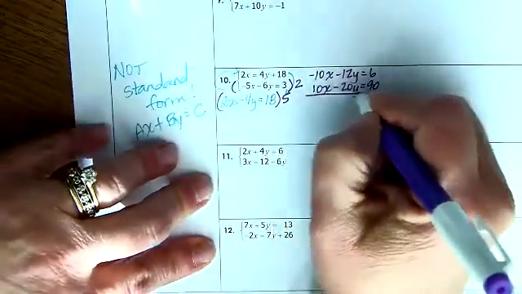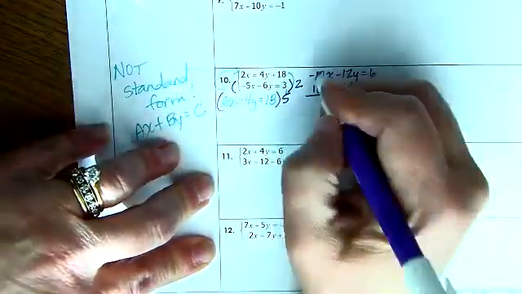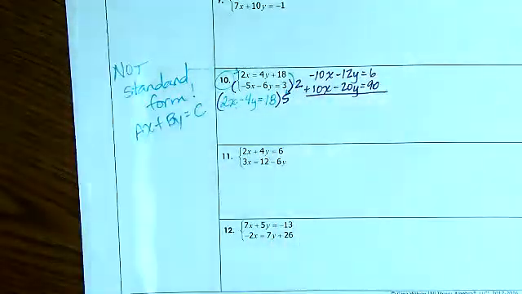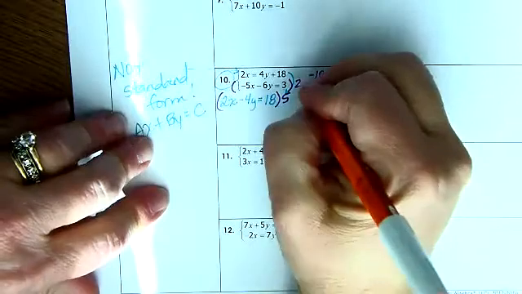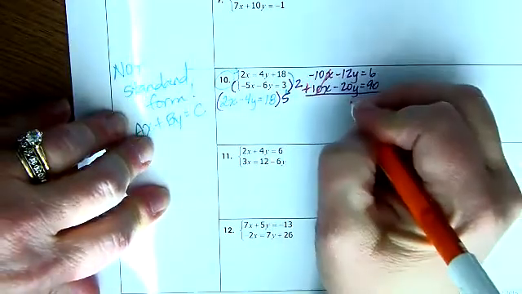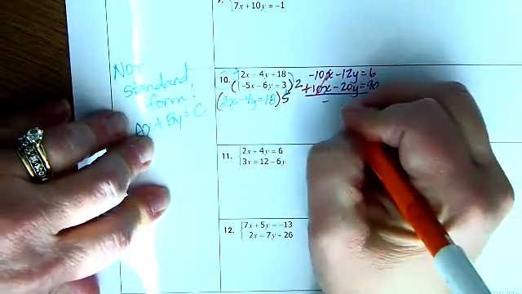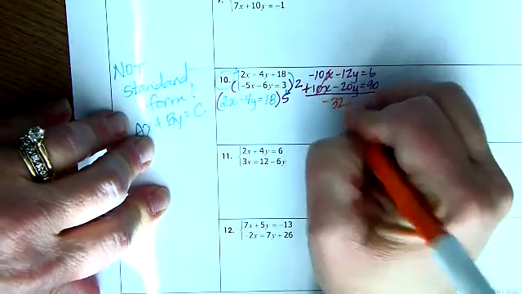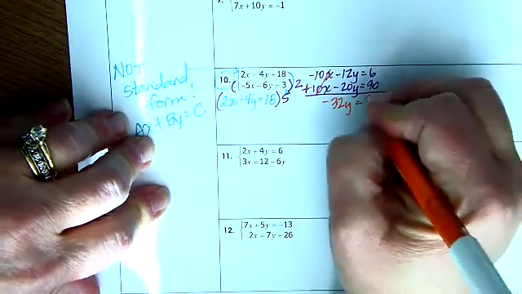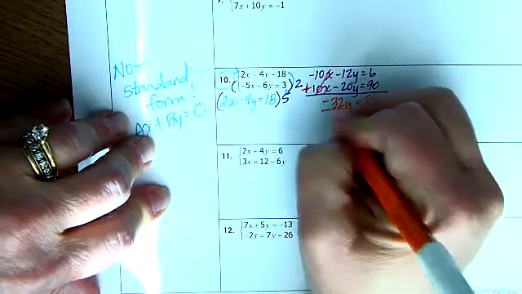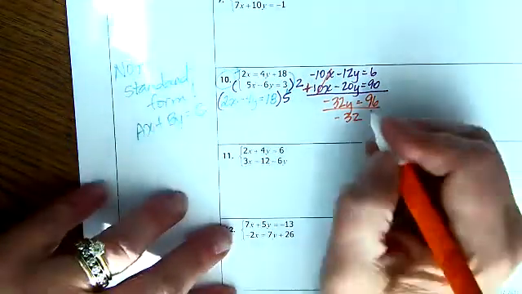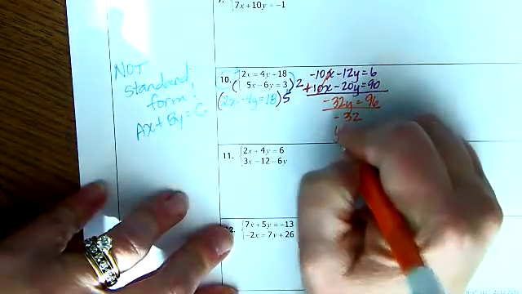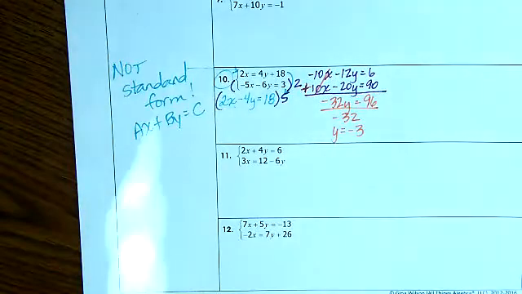Okay. So now we just add them. This cancels, and we have -32y equals 96. We divide by -32, which is going to give me y equals -3.